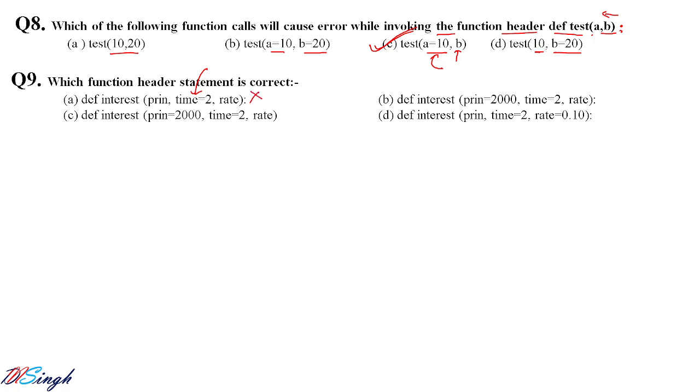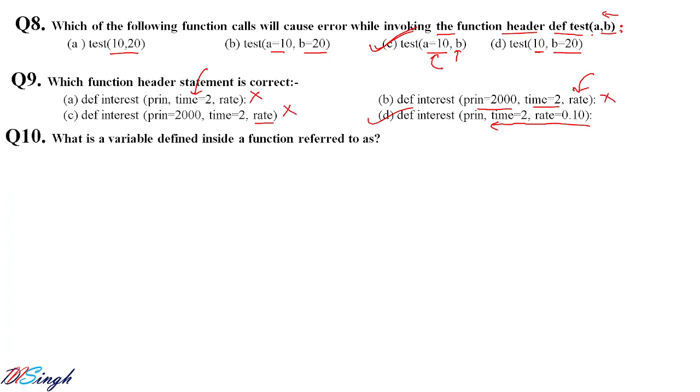Def interest, where there also you have given the default value for these two left parameters, but you have not given the default value for rate. While giving the default values you have to start from right to left. So this particular thing is correct, D option is correct. Here also you have left the last parameter rate and not given the default value for that, so this is also wrong. So these three are wrong, option D is correct for the ninth question.